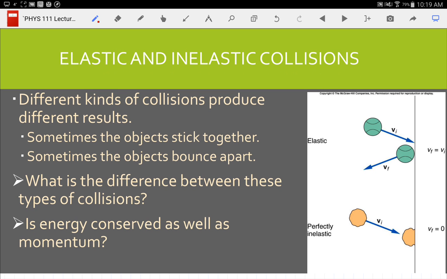Last thing for today, we'll pick it up in lab today, elastic and inelastic collisions. Elastic collisions are collisions where the kinetic energy before the collision is the same as the kinetic energy after the collision. Inelastic means that you had some deformation that absorbed energy. So in an inelastic collision, your kinetic energy after the collision is smaller because some energy was absorbed. It went from being kinetic energy into something else.